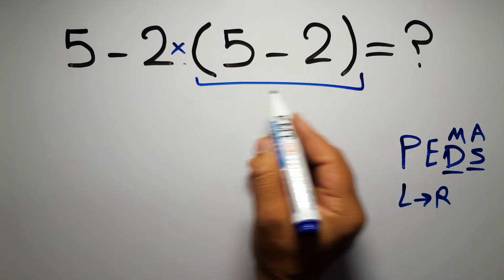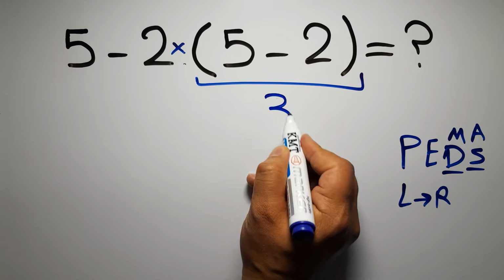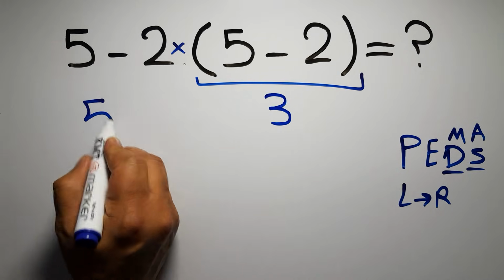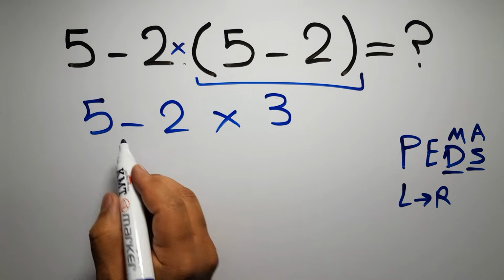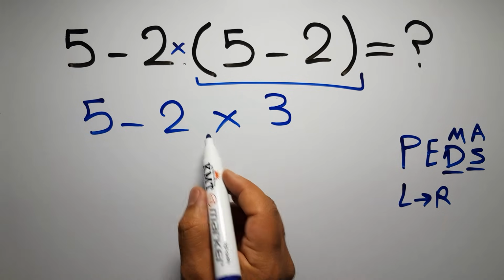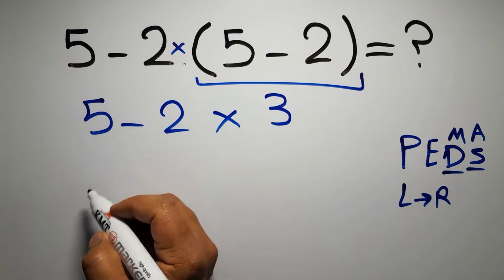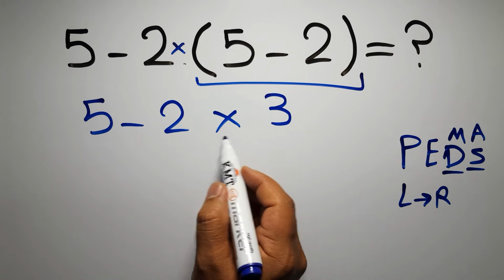So first this parenthesis. Inside this parenthesis we have 5 minus 2, which equals 3. So 5 minus 2 then times 3. Now we have one subtraction and one multiplication. According to the PEMDAS, multiplication has higher priority than subtraction, because multiplication comes before subtraction. So here first we have to do this multiplication.